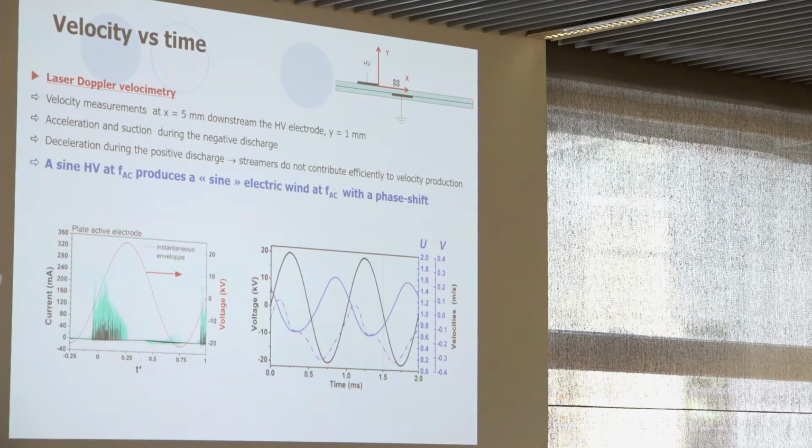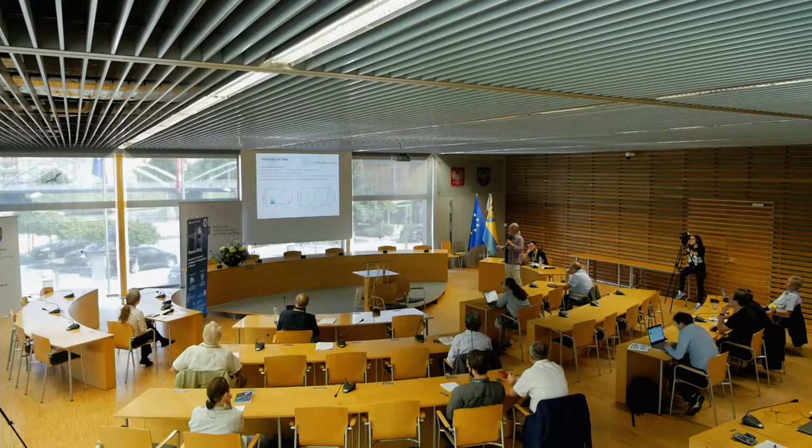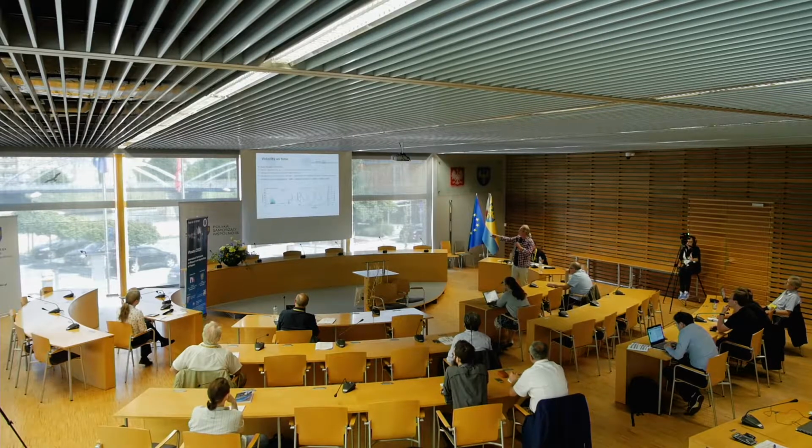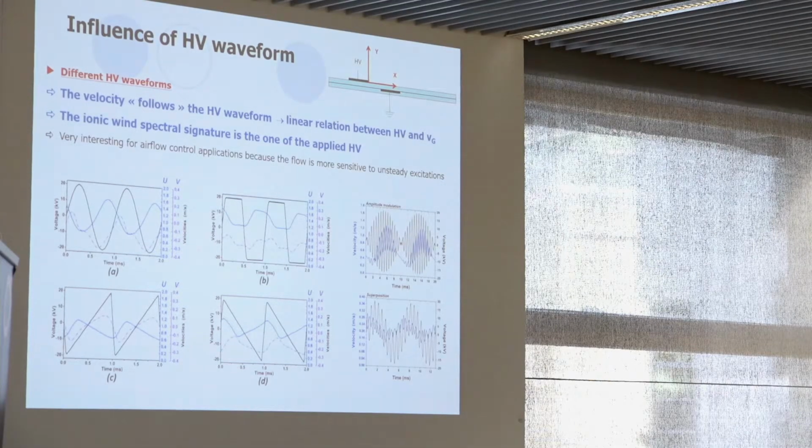And one very interesting thing is that a sine high voltage at a frequency FAC, as you can see here, produces a rather sine electric wind at the same frequency with a phase shift depending on the position of this point. And that is true whatever the high voltage waveform. If you apply a square waveform or a sawtooth waveform, we can see that the velocity follows the high voltage waveform. So that means we have a quasi-linear relation between the high voltage waveform and the produced velocity. So it's very useful for flow control applications.